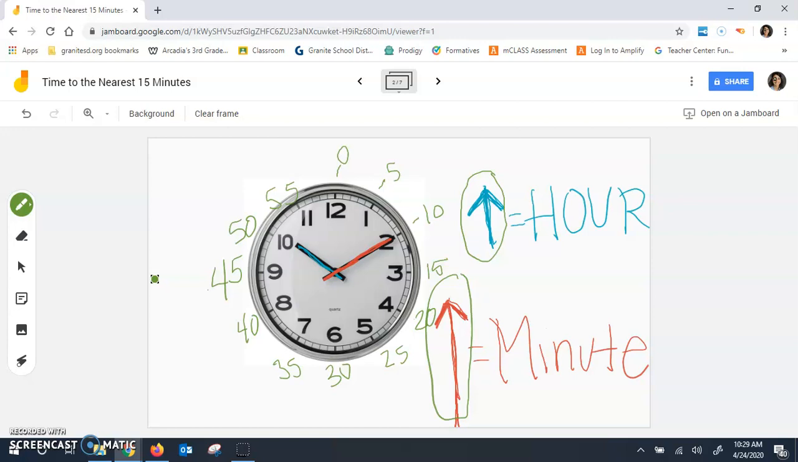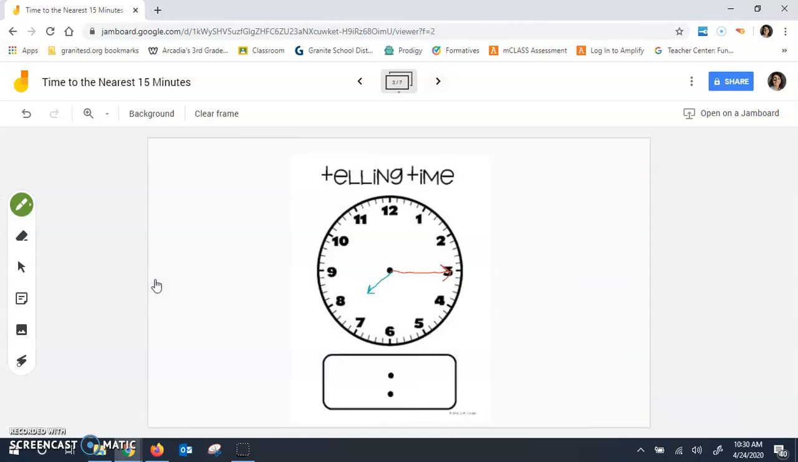So you need to remember that when you're looking at your minute hand. Hour hand, you just look at the number where it's in between. So in this case, we have 10 right here. So we're in the 10 o'clock hour. And today, in this video, I'm going to be focusing on the 15-minute marks. 15, 30, and 45.